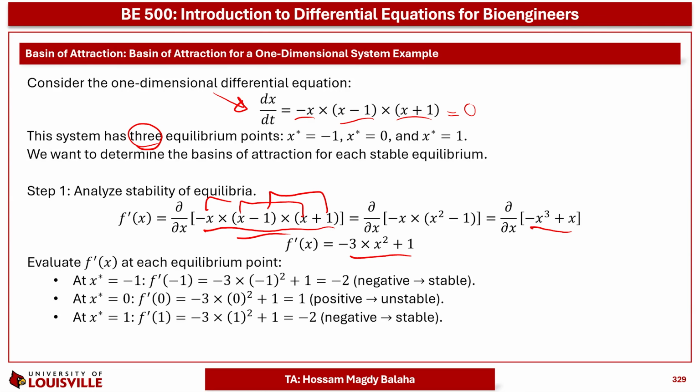Substitute with -1. So you will get -3 multiplied by (-1) squared plus 1. You will get -3 plus 1, which is -2. It's negative. This means this equilibrium point is stable. At 0, this will be 0 plus 1, which is 1. Positive, this means unstable. At 1, 1 multiplied by -3 plus 1 will be -2. It's negative, so it will be stable. Now we have 2 stable points and 1 unstable point.